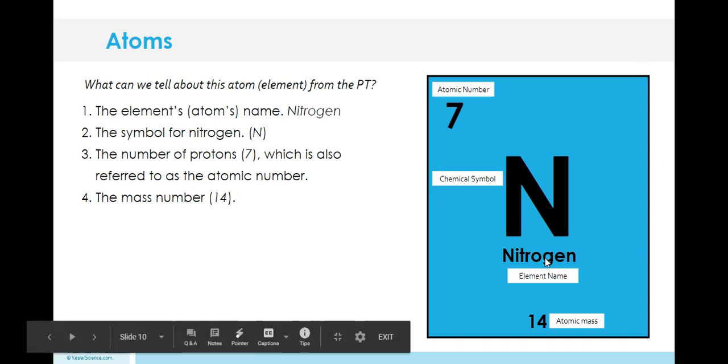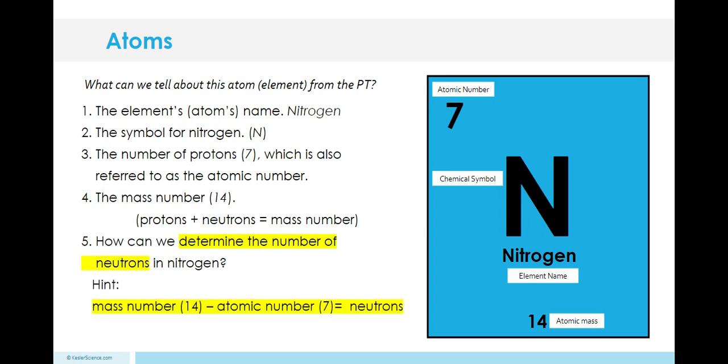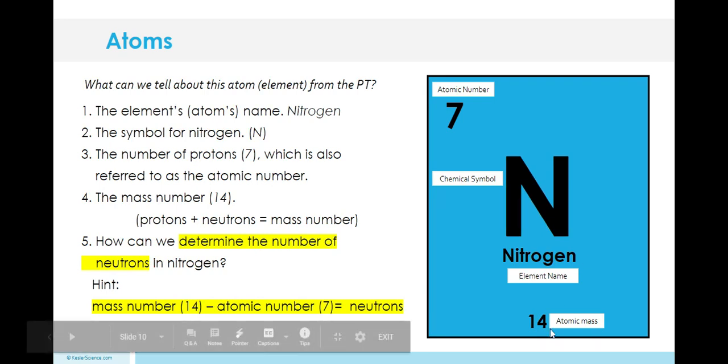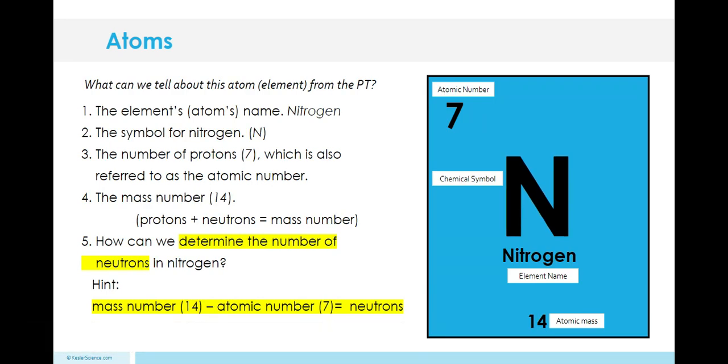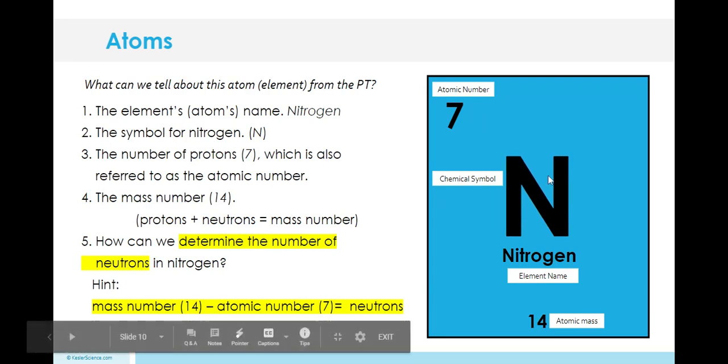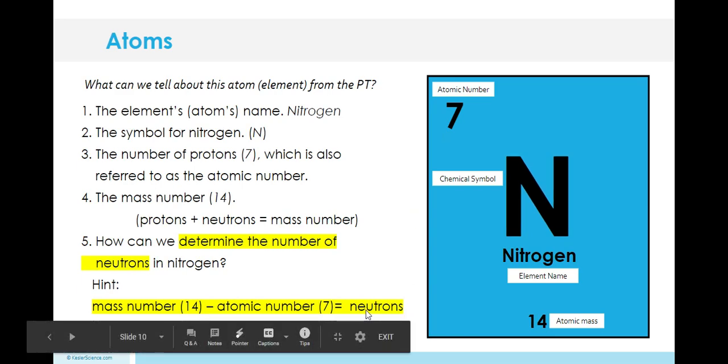For nitrogen, the atomic mass, the number down here at the bottom, is 14. And our atomic mass is the number of protons and neutrons that that element has. How do we determine that? If you recall, when we were doing this unit, we take our atomic mass down here and we round that number to the whole number, and then we subtract the number of protons that element or that atom has, and that will give us the number of neutrons.